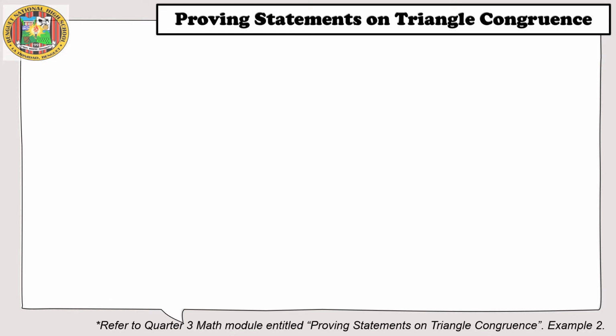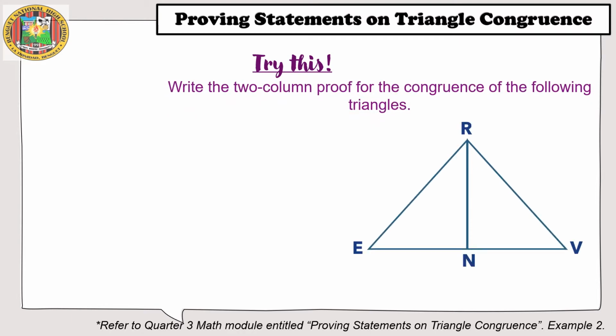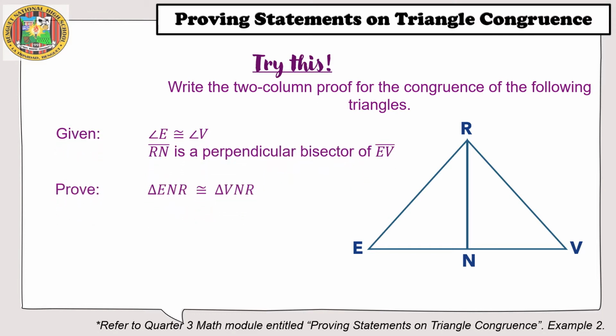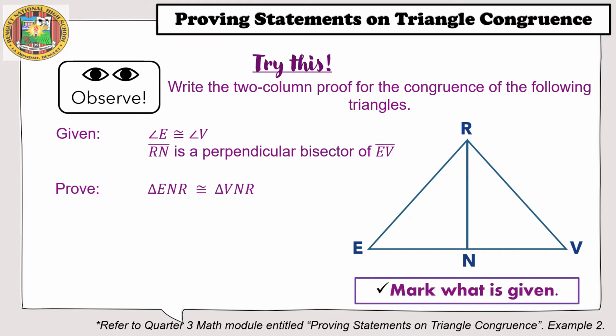Refer to your Quarter 3 math module entitled Proving Statements on Triangle Congruence for this example. Let us write a two-column proof to prove the congruence of the following triangles given the following statements. First, we observe the figure. We mark on the figure the congruent parts that are given. We have angle E congruent to angle V.